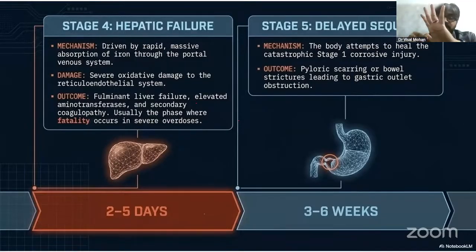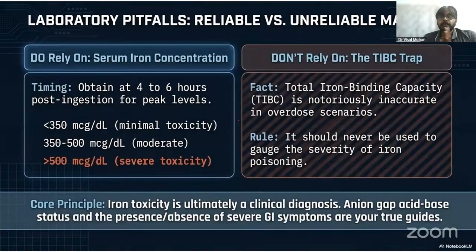So the 5 phases we have learned: we start with the GI phase, we go into the latent phase, the systemic phase, and then the hepatic phase, and the delayed sequelae or obstructive phase. Okay. And in these patients, what lab investigations do we need to send?